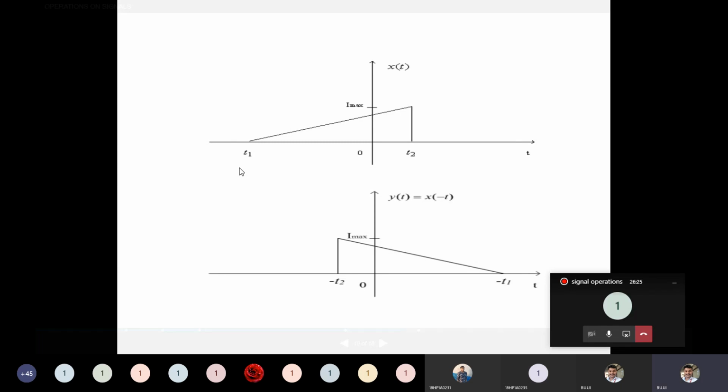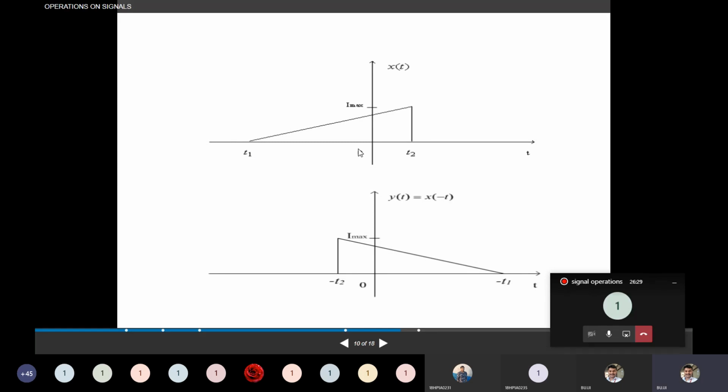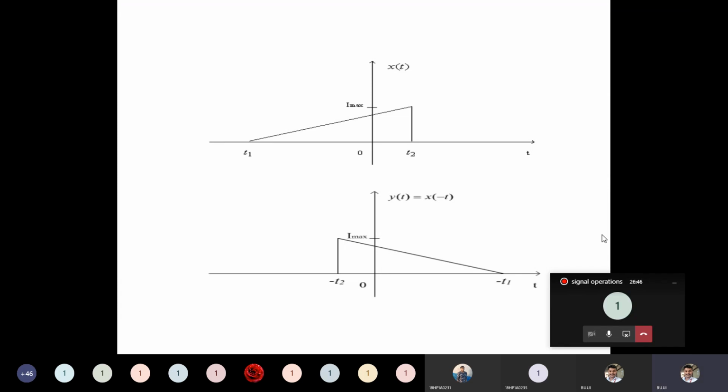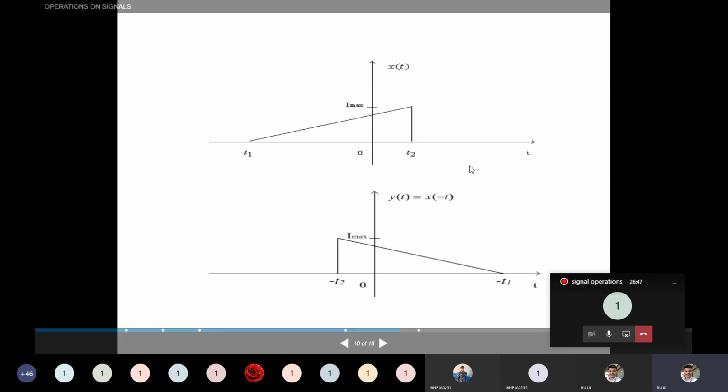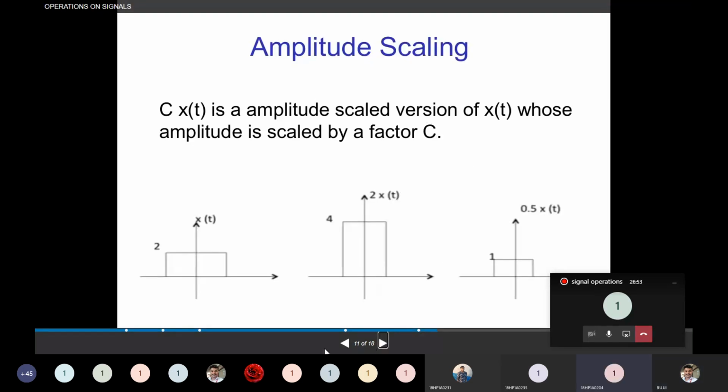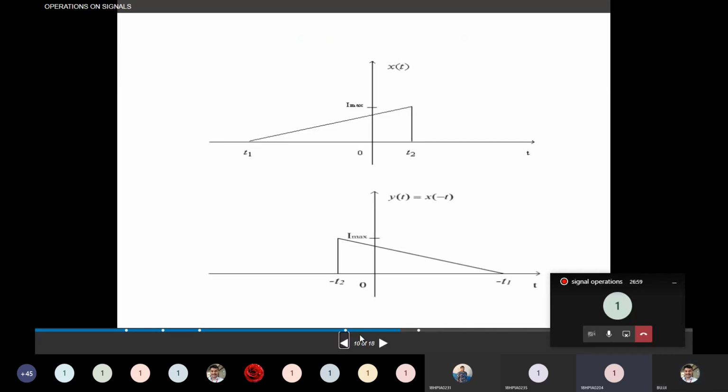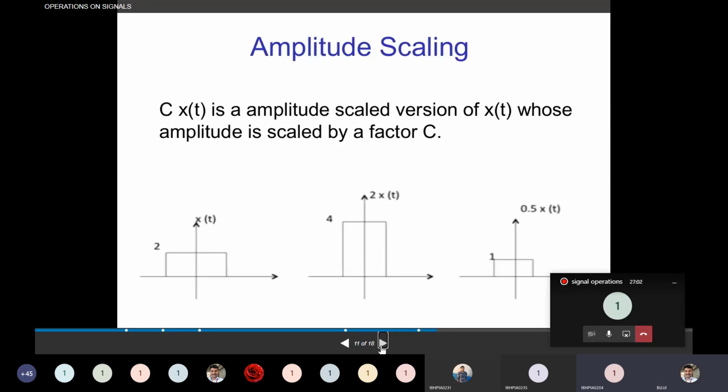The positive values become negative, and negative values become positive. In the total signal, t1 becomes negative and t2 becomes positive in the reversed sense; the time axis is reversed. This is the time folding signal. The morning session completed this part in time. Next one is amplitude scaling.